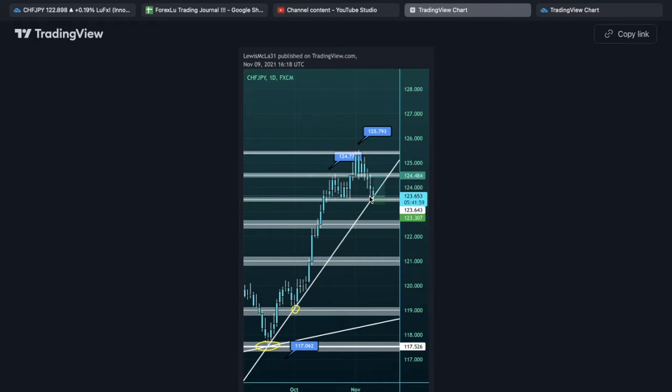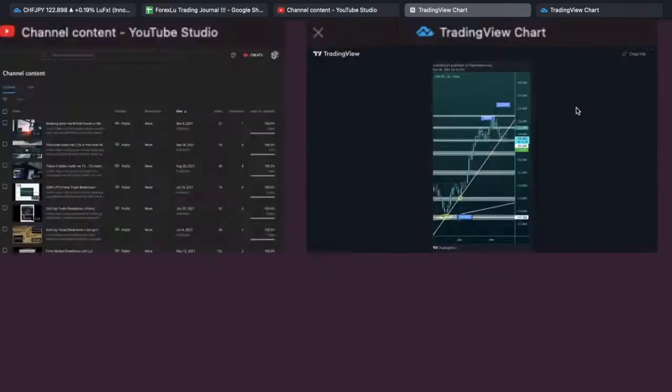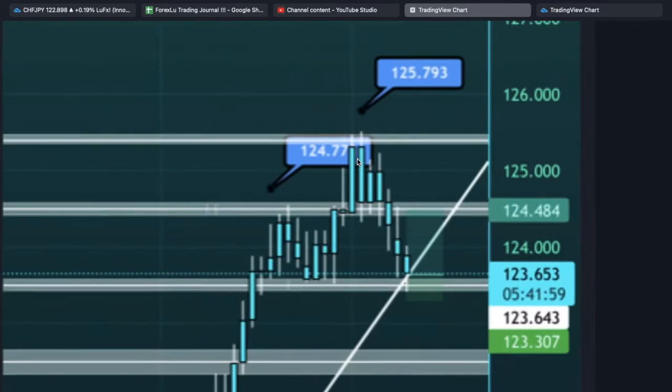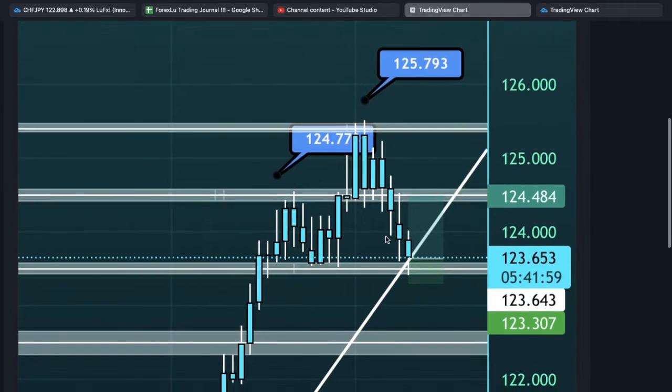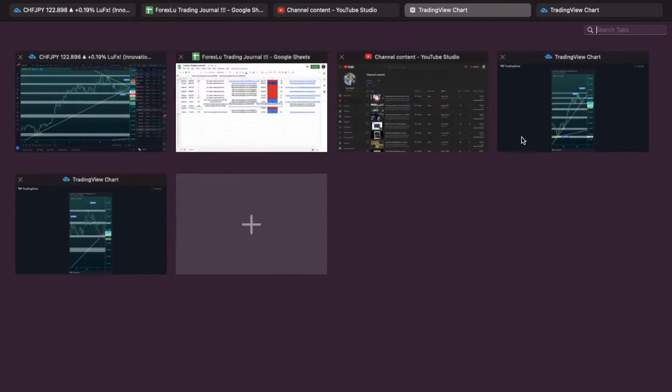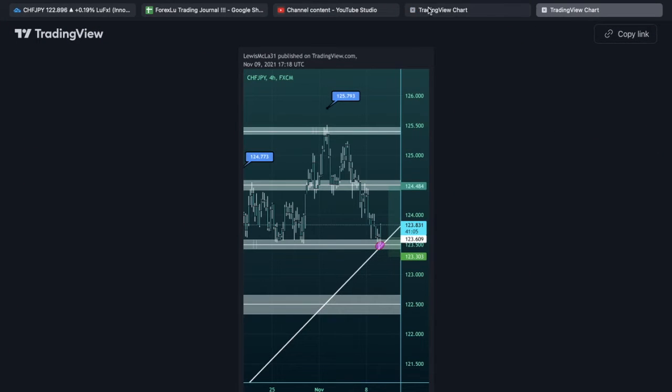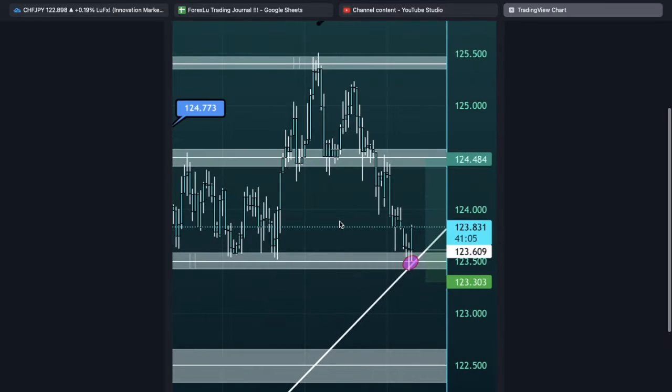So this is what it looked like when I got in, and this is on the daily. So let's see if I can zoom in. So this is what it looked like on the daily. That's not really showing you nothing. So let's drop down to the lower time frame. And I was on my phone, so I couldn't get a good picture. So sorry about that. But this is on the 4 hour.